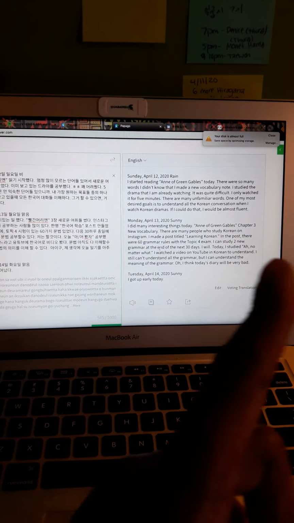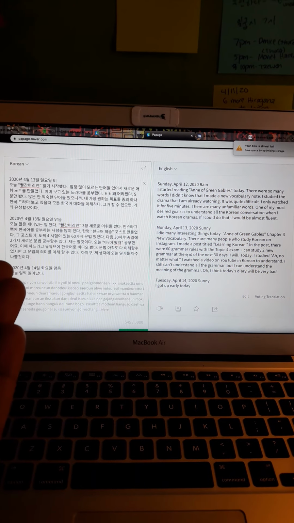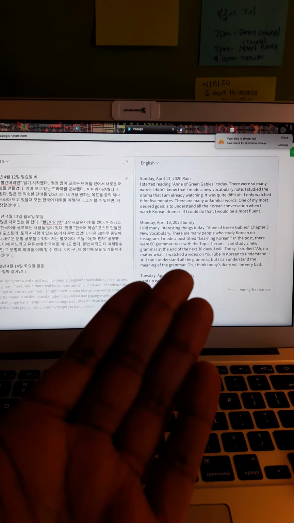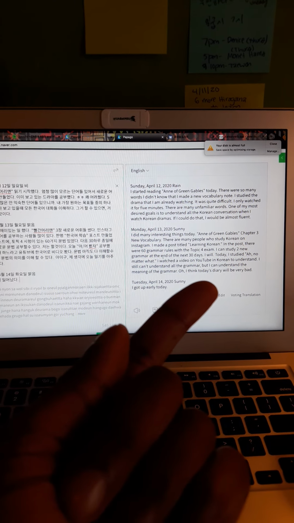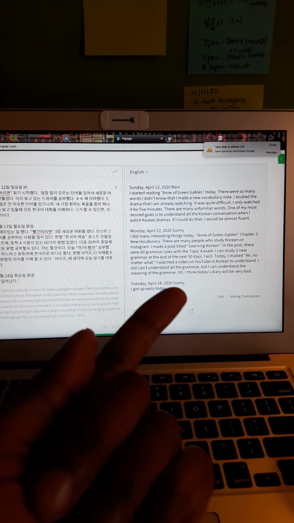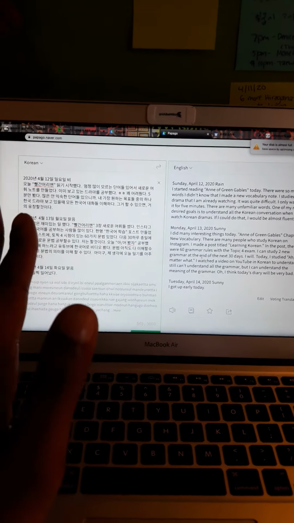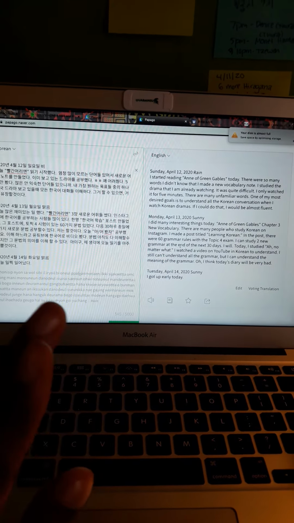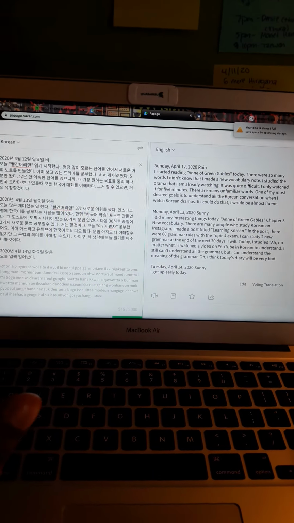in my diary entry for April 13th. So here's the Korean, and then here is the English. And I said at the very end, oh, I think today's diary will be very bad because I don't think this is perfect. Probably far from it, but I tried and it at least translates to what I want it to say. So we'll see.